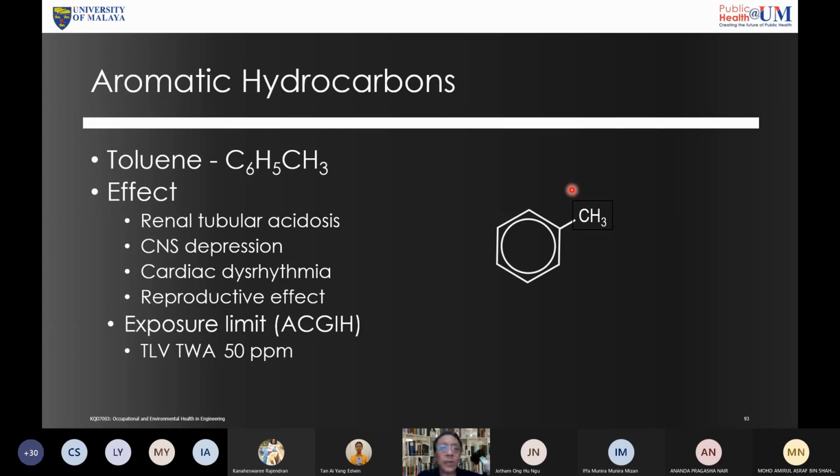So if you look at it, the more complex the chemical, the higher the allowable exposure limit. If you have a bigger, longer chain chemical, then you have a higher exposure limit. When you have a higher exposure limit, it means you have a wider margin of safety. Remember we talked about margin of safety last week? So toluene is safer than benzene because the TLV TWA is higher, which is 50 parts per million compared to 0.5 parts per million for benzene.